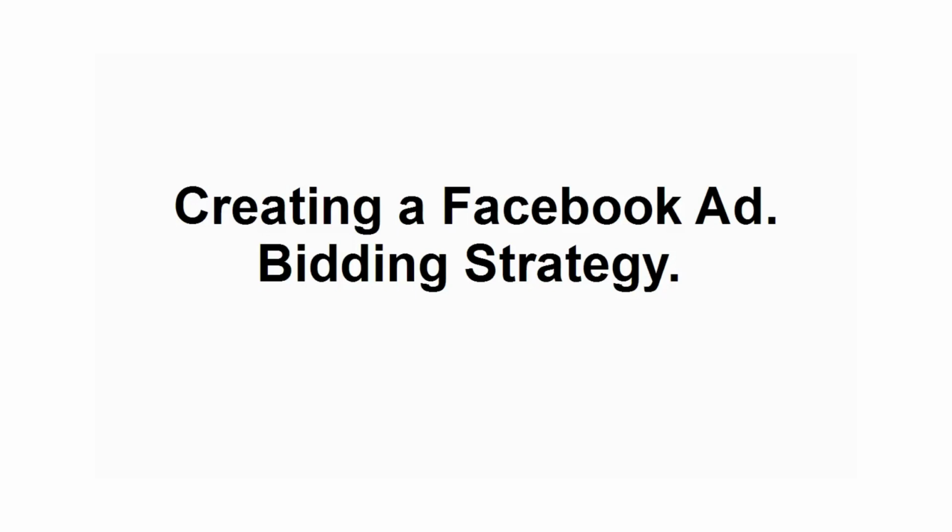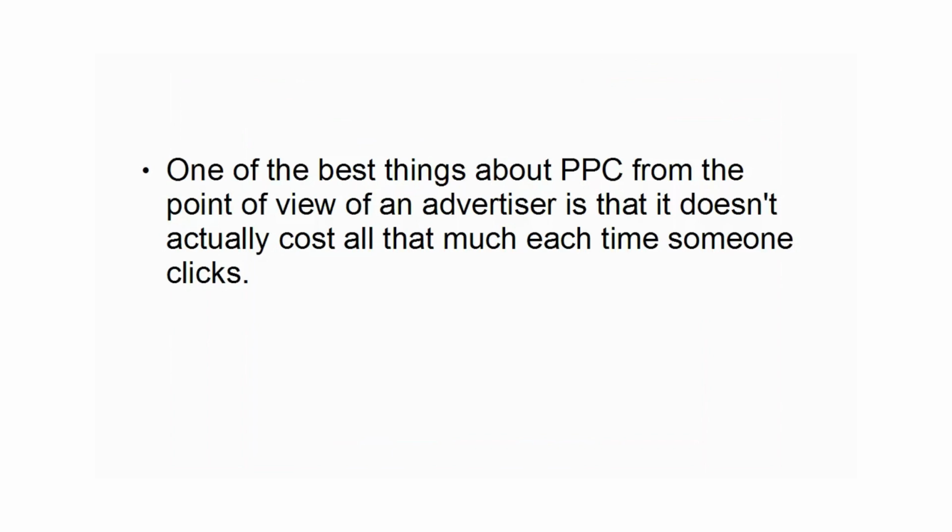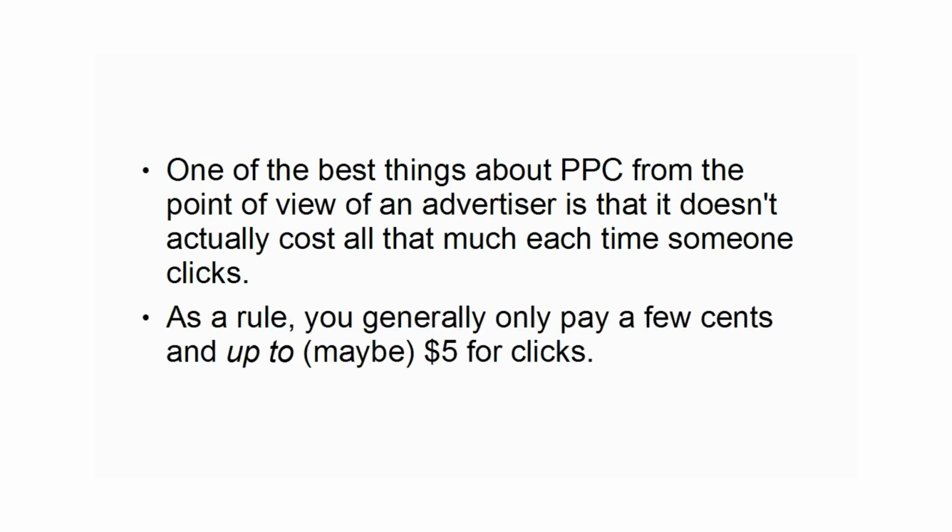Creating a cost-effective Facebook ad bidding strategy is incredibly important. Getting it wrong could leave you seriously out of pocket. One of the best things about PPC from the point of view of an advertiser is that it doesn't actually cost all that much each time someone clicks. As a rule, you generally pay only a few cents and up to, maybe $5 for clicks.